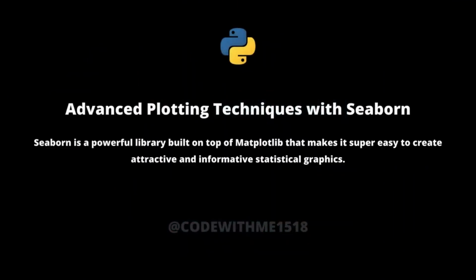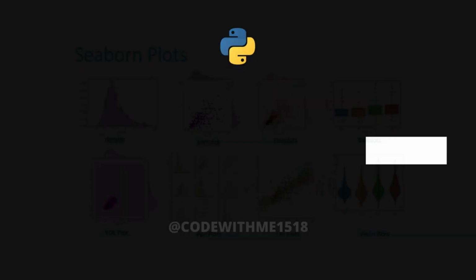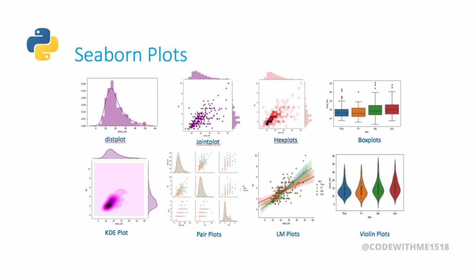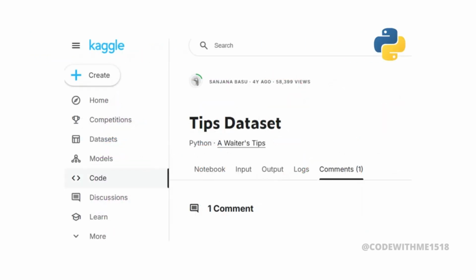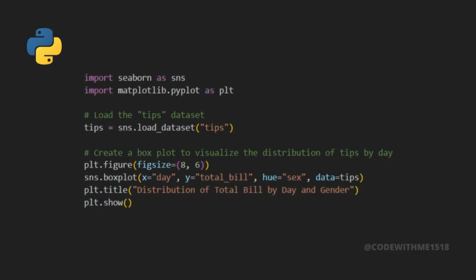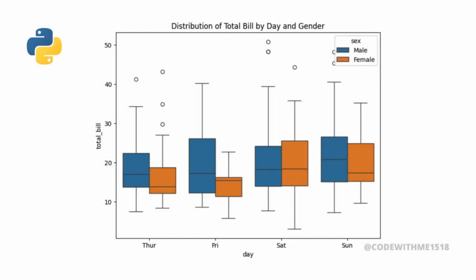Seaborn is a powerful library built on top of Matplotlib that makes it super easy to create attractive and informative statistical graphics. Let's start by exploring some advanced plotting techniques with Seaborn. We'll be using the famous tips dataset, which contains information about tips received by waiters in a restaurant. Let's load the dataset and create some insightful visualizations. Here, we've created a box plot to compare the distribution of total bills by day, separated by gender. This plot helps us quickly identify the central tendency and variability of the bills, as well as any outliers.